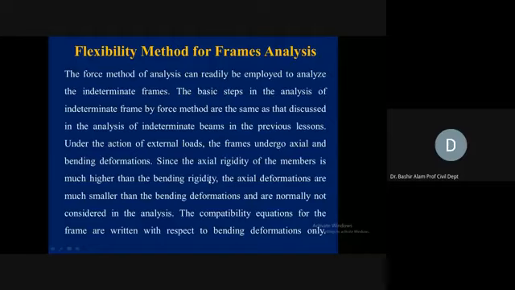So axial deformations we will not be considering. Why? Because those are negligible. Only the bending deformations we will be considering here in this course. The compatibility equations for the frame are written with respect to bending deformations only. So only bending deformations will be involved to write these compatibility equations. Axial will be ignored, and again the reason is those are negligible.